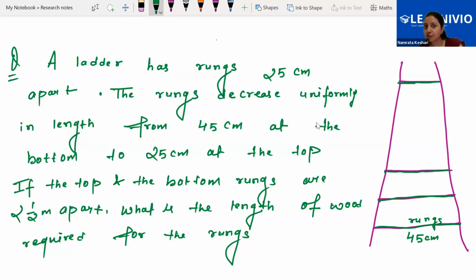Read the question carefully, very carefully, and try solving it. Take your time, try to understand what exactly the question says, and try solving it. Then we'll be discussing it.